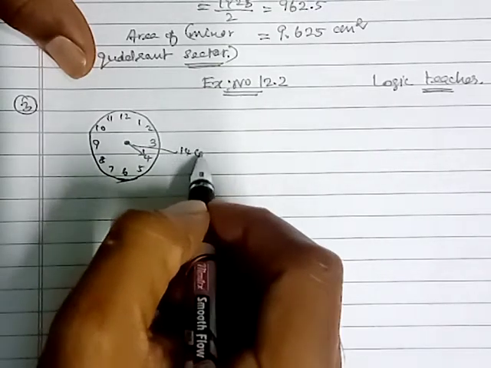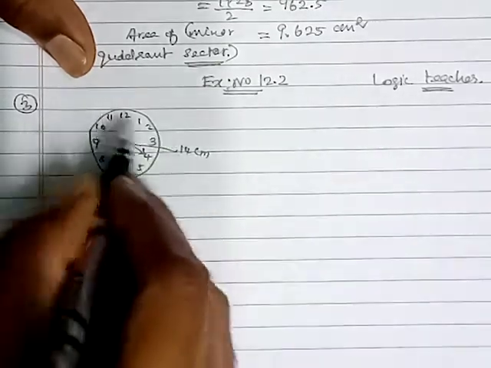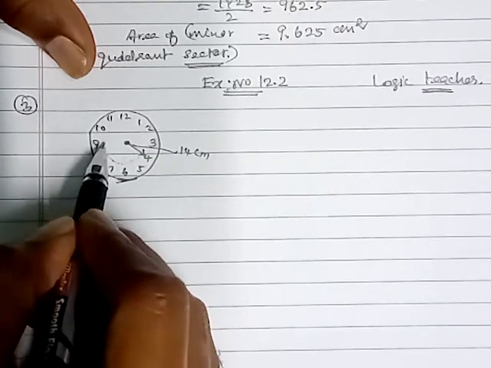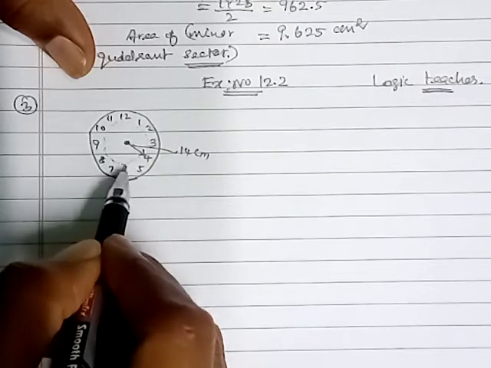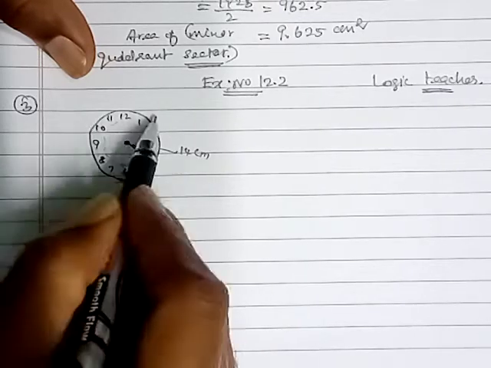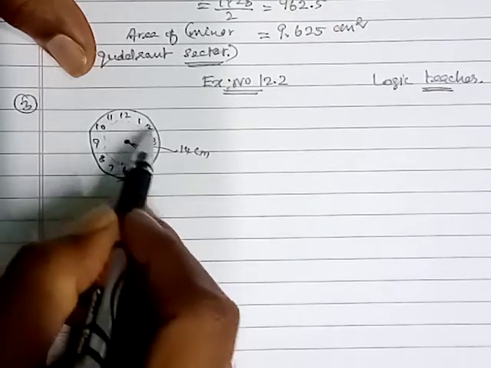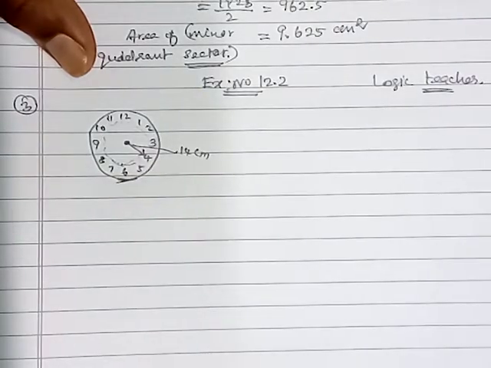So this is 14 centimeter. So this is a circle, right? This will travel in a circular path. So this is a circle. Whatever the shape of the clock, it will travel in the circular path.